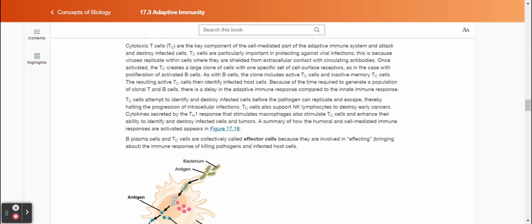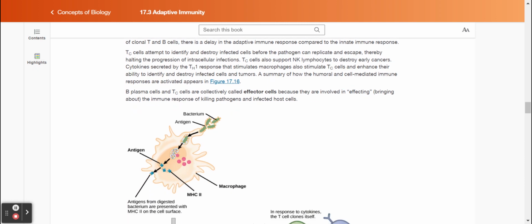The resulting active TC cells then identify infected host cells. Because of the time required to generate a population of clonal T and B cells, there is a delay in the adaptive immune response compared to the innate immune response. TC cells attempt to identify and destroy infected cells before the pathogen can replicate and escape, thereby halting the progression of intracellular infections. TC cells also support NK lymphocytes to destroy early cancers.